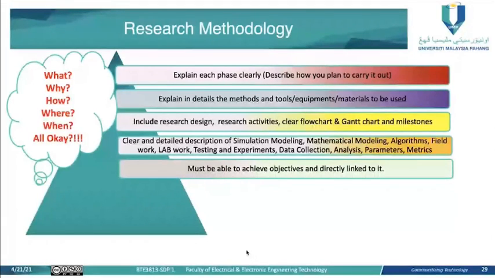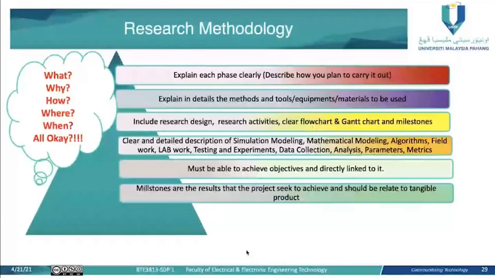You may have 10 activities. You need at least 3 of these activities linked to each of the 3 objectives. I mean, maybe objective 1 can be achieved by using 3 activities, and at the end, I can achieve objective 1. Then objective 2 can be achieved by using 3 other activities. So at the end, I am going to achieve objective 2. Then I have 3 other activities to achieve objective number 3. At the end, I am going to achieve objective number 3. So in this way, I can link my methodology to my research objectives, as we mentioned before.